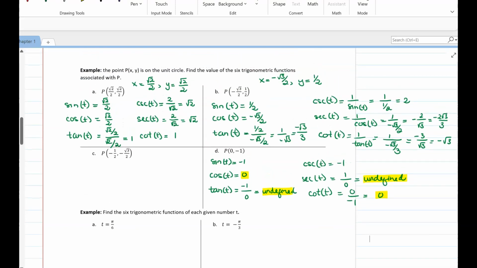Now, we've seen that if we are given a terminal point on the unit circle, we can calculate the value of the trigonometric function. So let's say, what if we are given the value t and we need to find the value of the trigonometric function associated with t? First, you need to memorize your unit circle and think about what is the terminal point that you should be having.